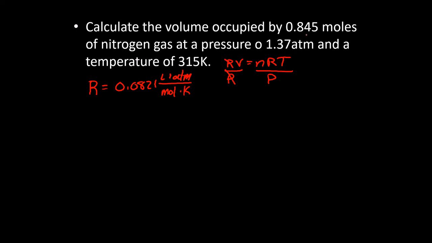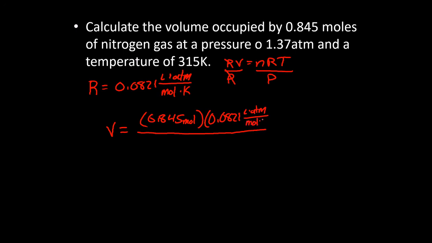So we're given moles, that's good. Atmospheres, that's good, and K. So actually we don't need to change any of these to a different unit. They will all be fine. So that's nice. We can just take what we have and plug it in. So we have 0.845 moles times 0.0821 liter atmospheres per mole K, so many units. And then that is multiplied by the temperature, which we're told is 315 Kelvin. And all that is divided by the pressure, which is 1.37 atmospheres.